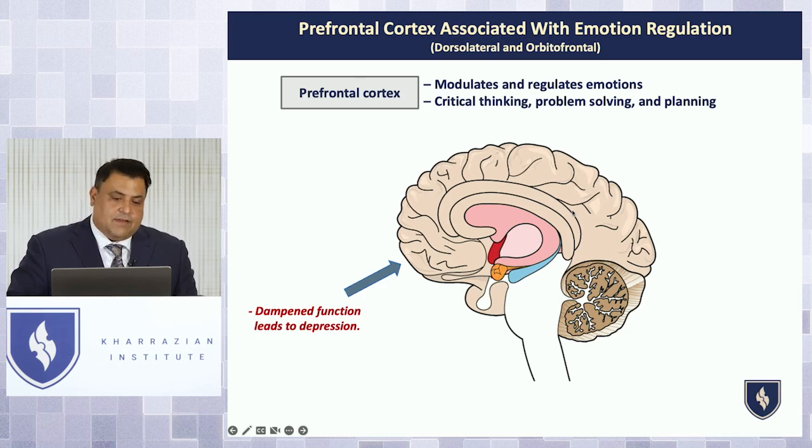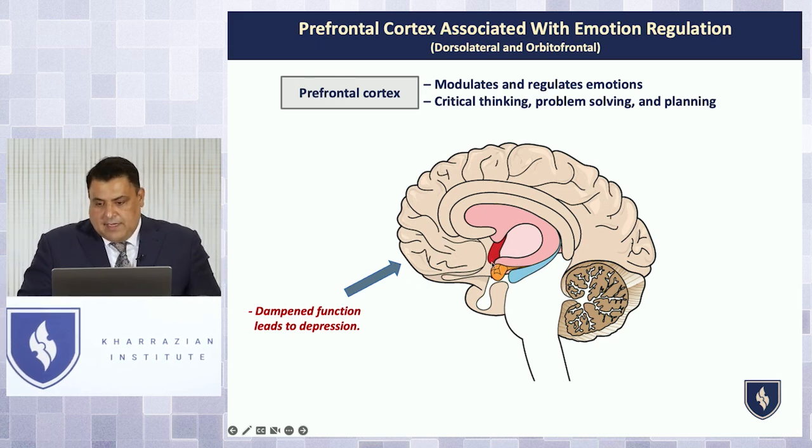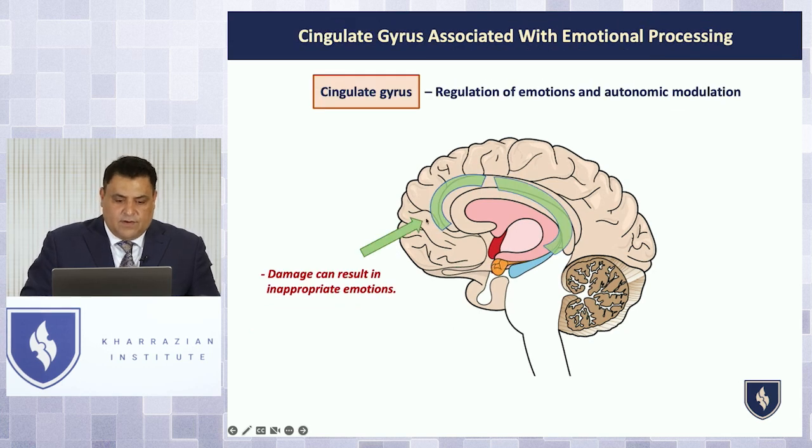They can't plan, they can't solve problems, they can't think, and they're just in a non-functional state, okay? Then the cingulate gyrus, this area here, kind of like the C shape, the cingulum right over here, regulates autonomics, emotions, and autonomic modulation.